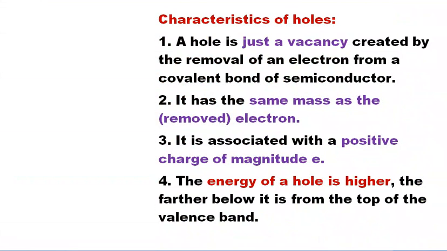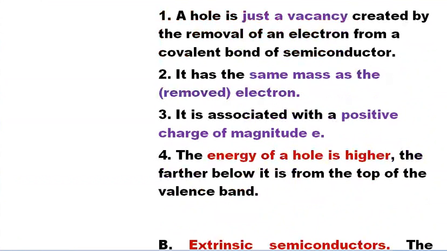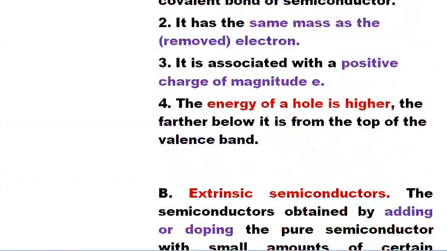Categorization is not an appropriate word. Exactly, the characteristics of holes: a hole is just a vacancy, as we have discussed. It has the same mass as the removed electron. It is associated with a positive charge equal in magnitude to e, the electronic charge, that is 1.6 × 10^-19 coulomb.